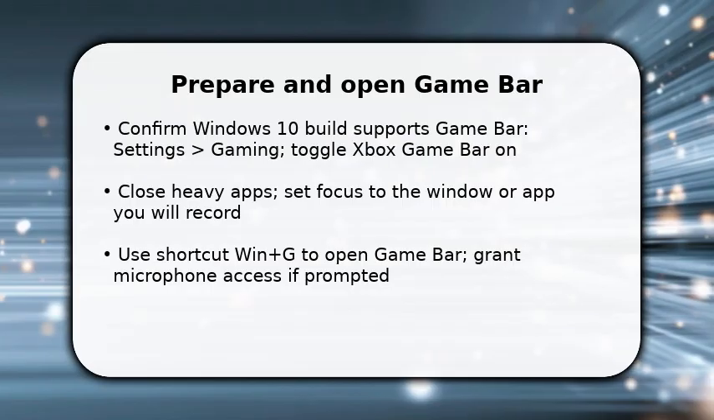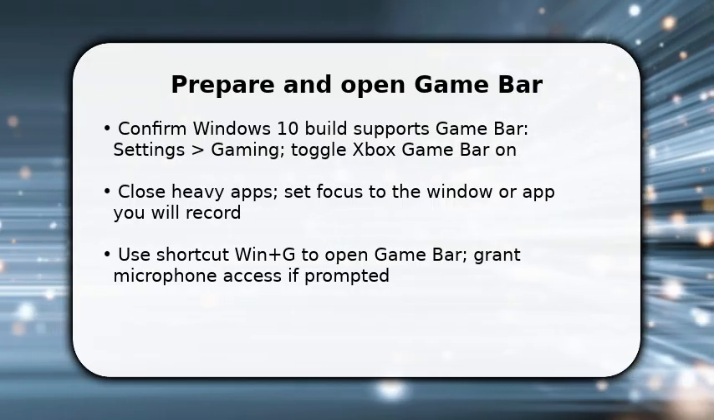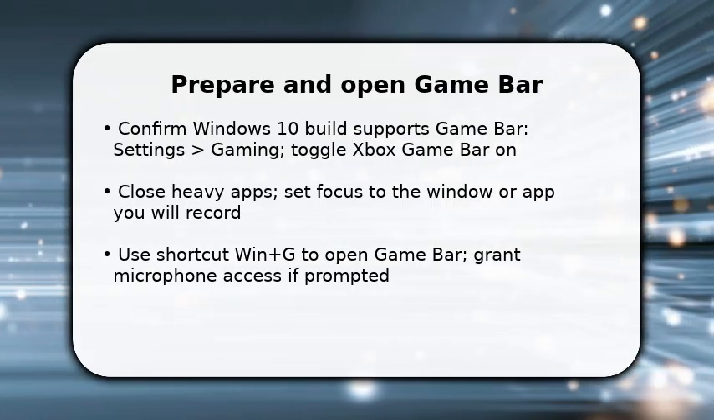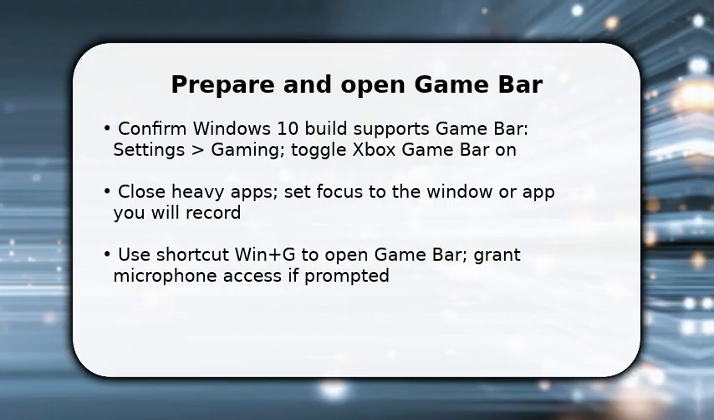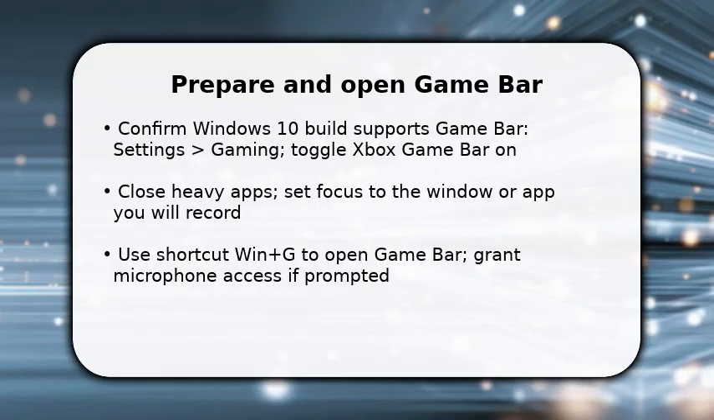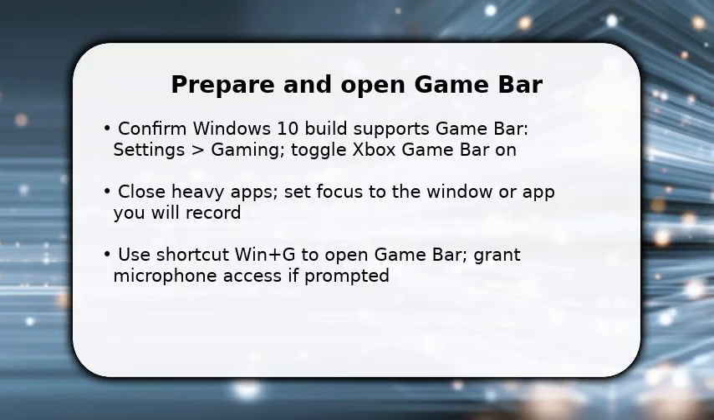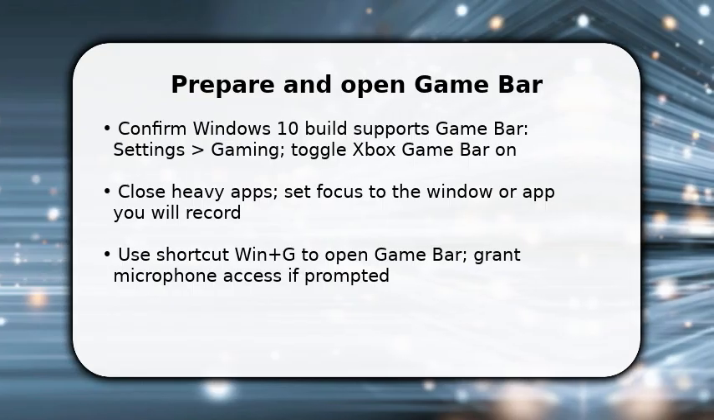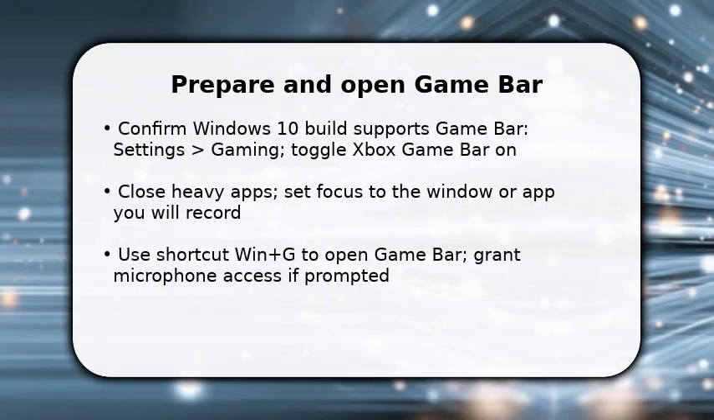You start by enabling the Xbox game bar because it's the built-in recorder that works reliably. Open Settings Gaming and turn on Xbox game bar. Once done, make sure your microphone permissions are allowed. Close background apps that steal CPU so your recording stays smooth.